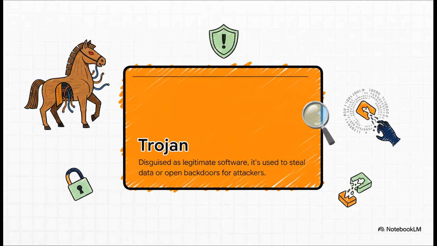And then you have the Trojan. Yeah, named exactly after the legendary Trojan horse, and it works the same way. It shows up looking like something you actually want, maybe a free game or some cool utility. But hidden inside that gift is malicious code. And once you let it in, it quietly opens up a secret backdoor for attackers to sneak through, steal your data, or even take complete control of your computer.